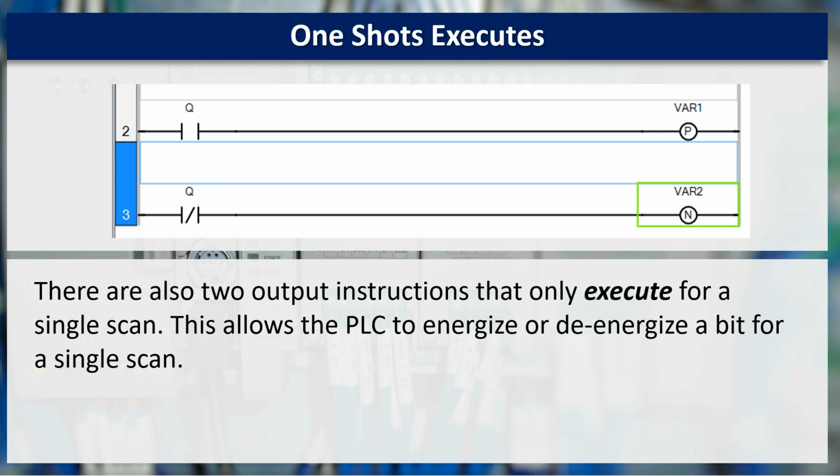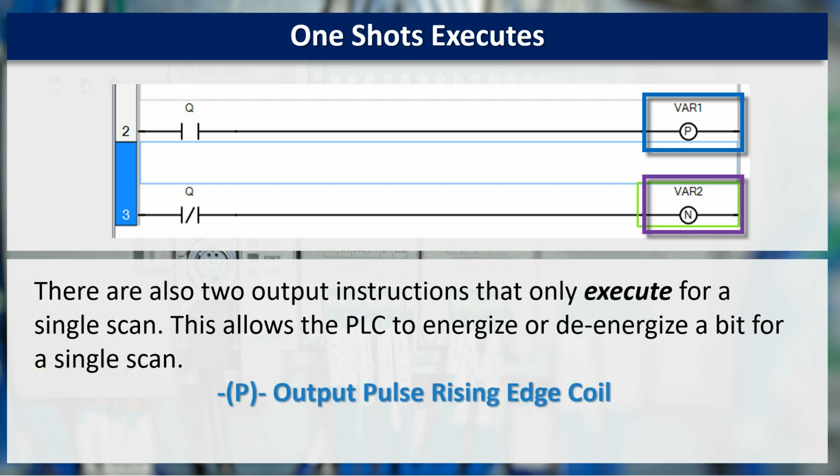There are also two output instructions that only execute for a single scan. This allows the PLC to energize or de-energize a bit for just that single scan. Their proper names are output pulse rising edge coil and output pulse falling edge coil.